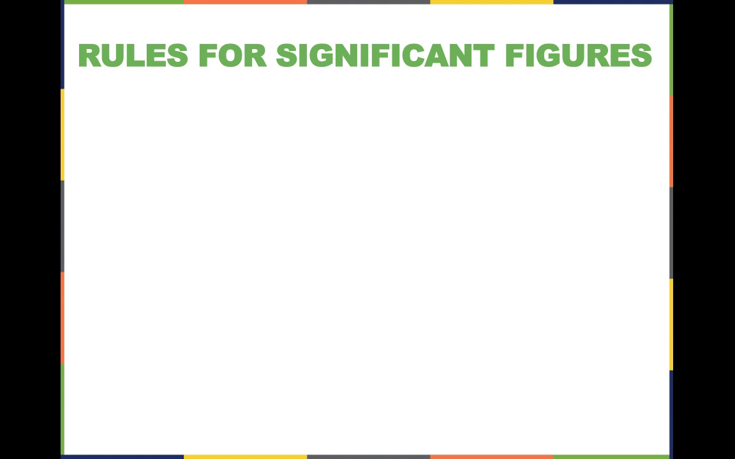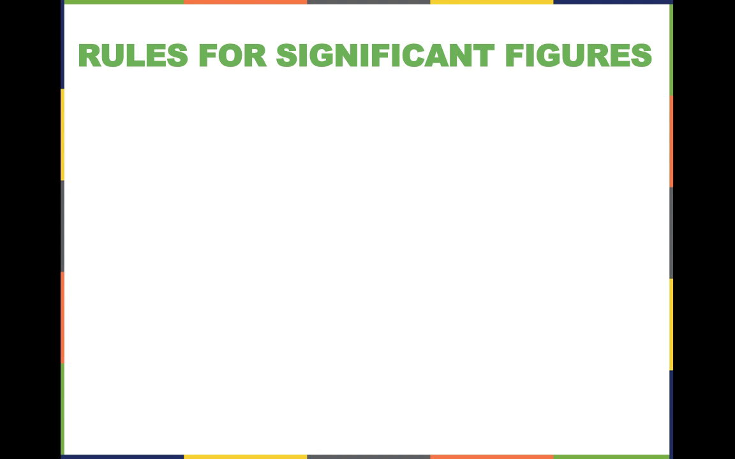Now, significant figures are a measure of precision and not accuracy. So as we go through the rules for significant figures, we have to remember that we are trying to retain the precision of the measurements in the answers that we give.